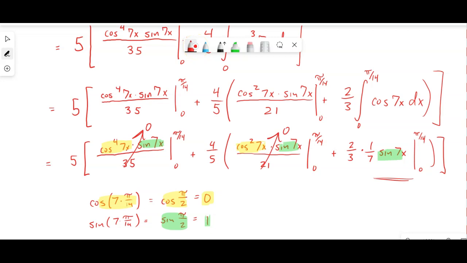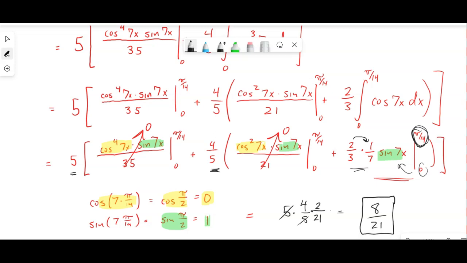But be very careful here because we got a 2/3 times a 1/7. That's 2 over 21. And by the way, 0 going in there is going to make the sine 0. So it's just the pi over 14 going in. That's all that's going to show up here. So that's 2 over 21. Okay? But that's being multiplied by 4/5. And that 4/5 is being multiplied by 5. So that's going to cancel, giving my final value here.